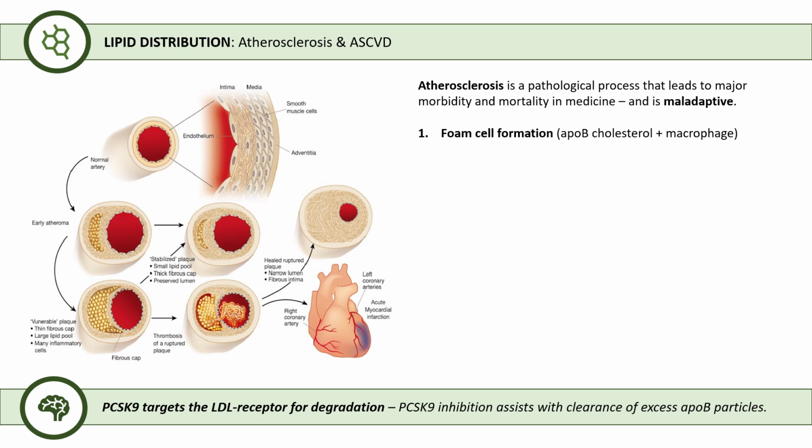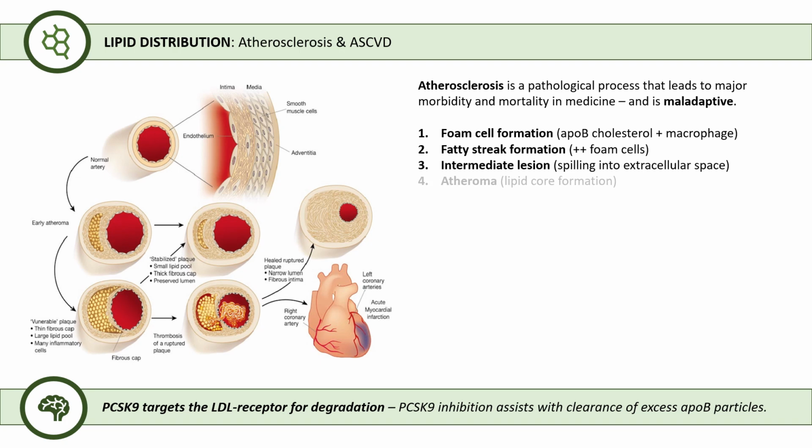Second, the generation of the fatty streak, or the earliest visible lesion of lipid-laden foam cell accumulation in the artery. And third, the intermediate lesion, with small extracellular lipid pools, which leads to fourth, the atheroma formation, which involves the generation of a core of spilled over extracellular lipid.